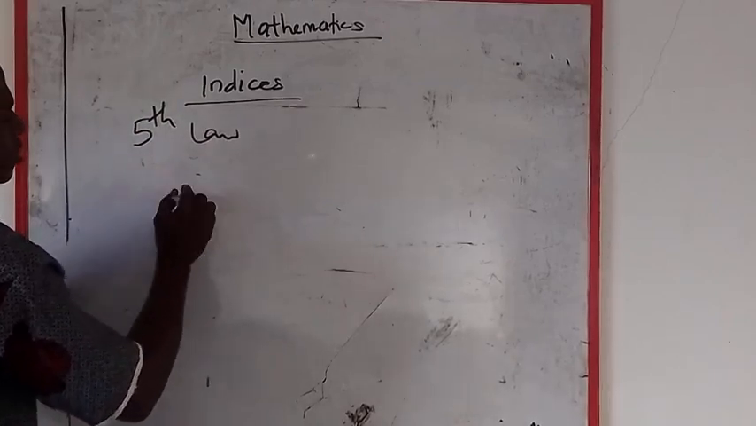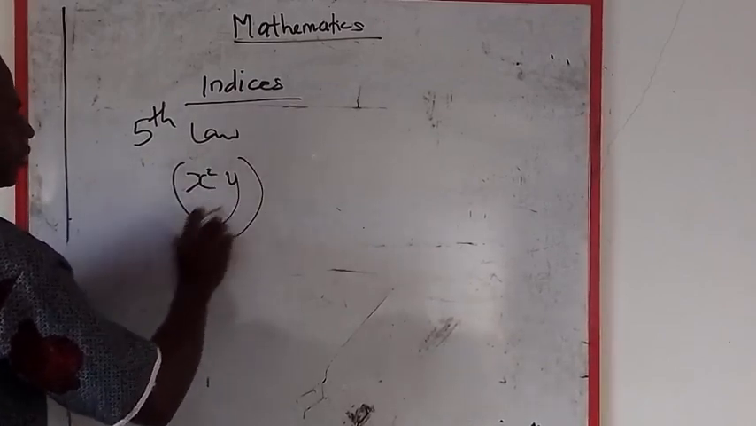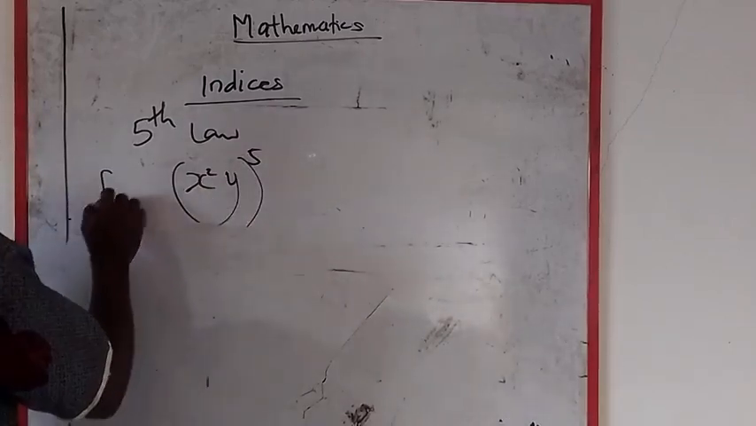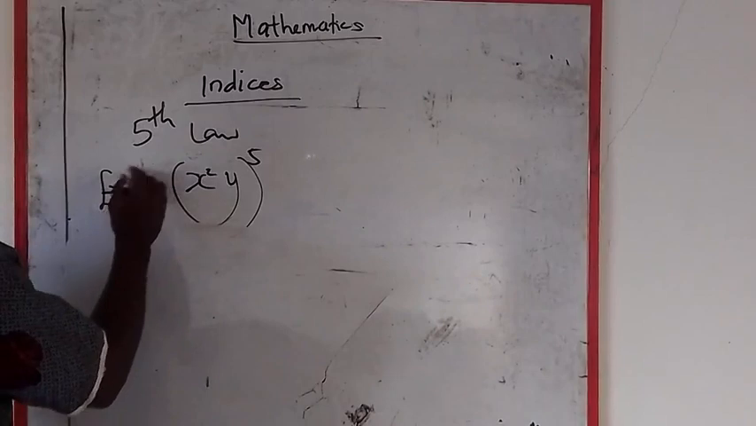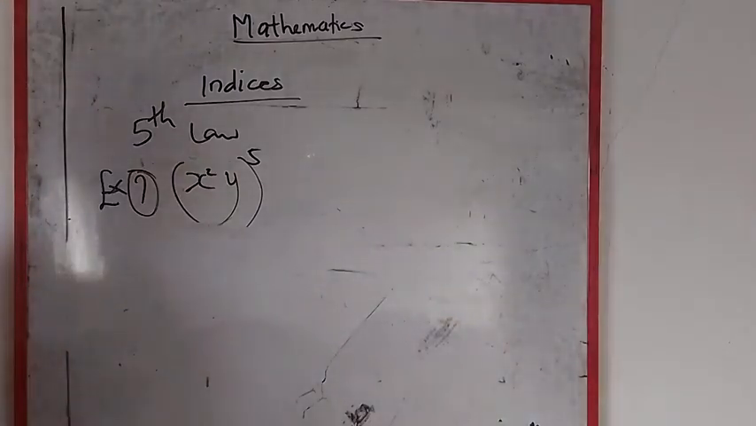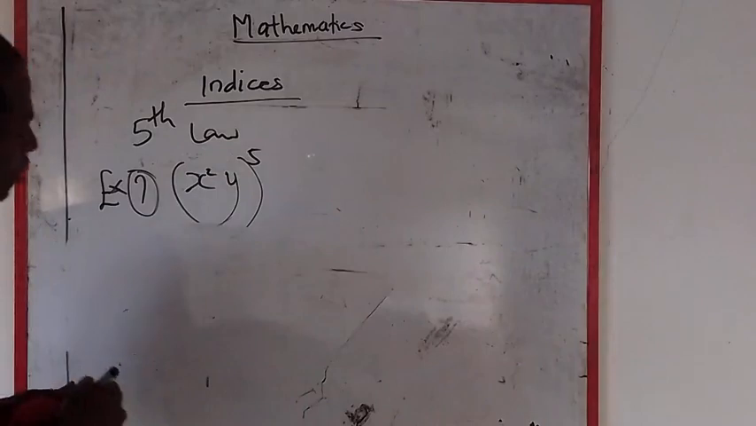The fifth law has made something very easy for us. Like now we have maybe (xy)^5, for example, maybe 7 if I'm not making a mistake. So following up from our previous video, we have something like this.